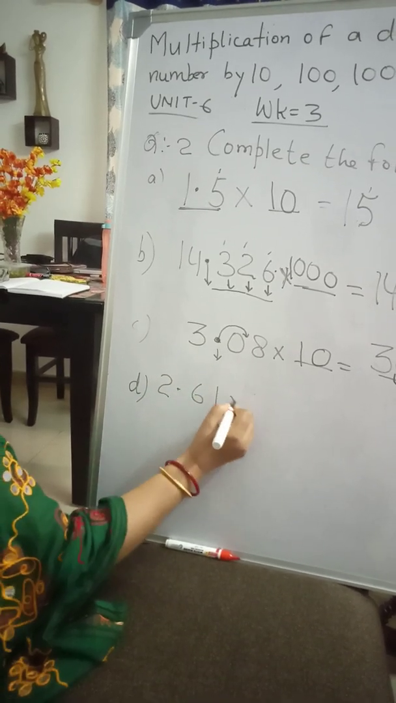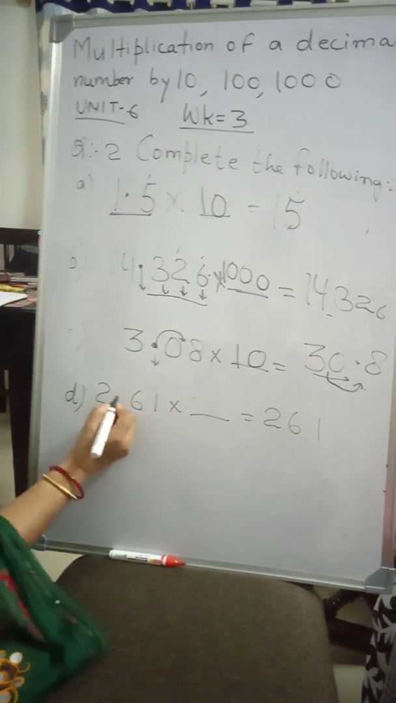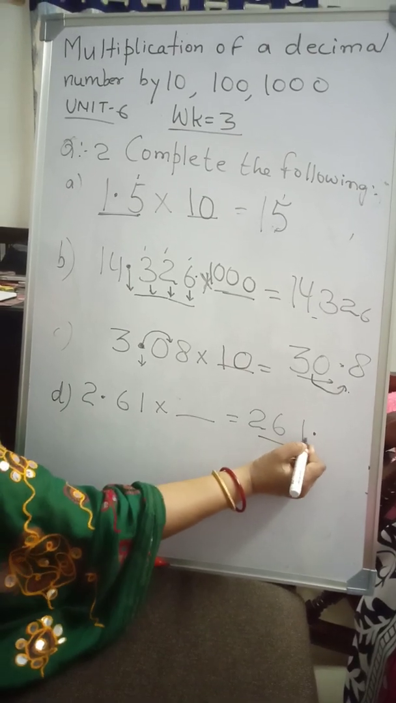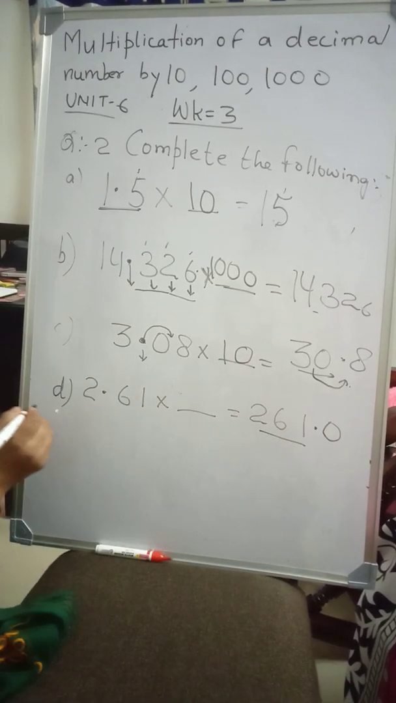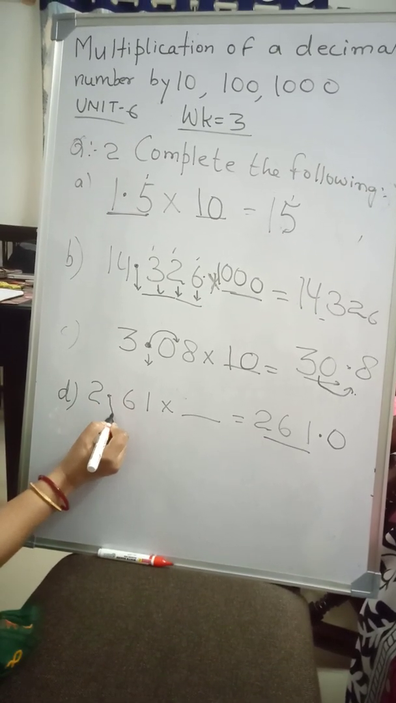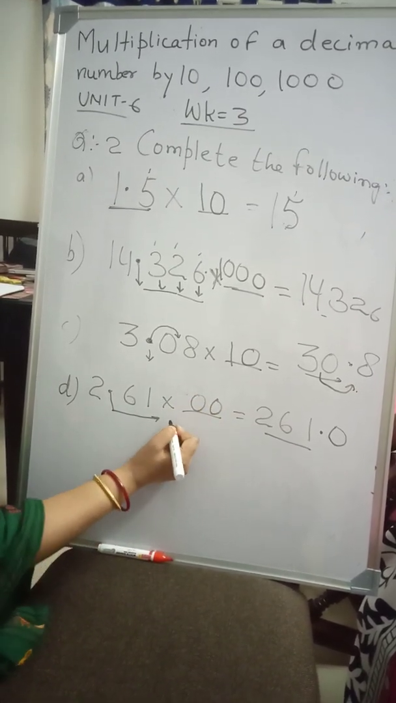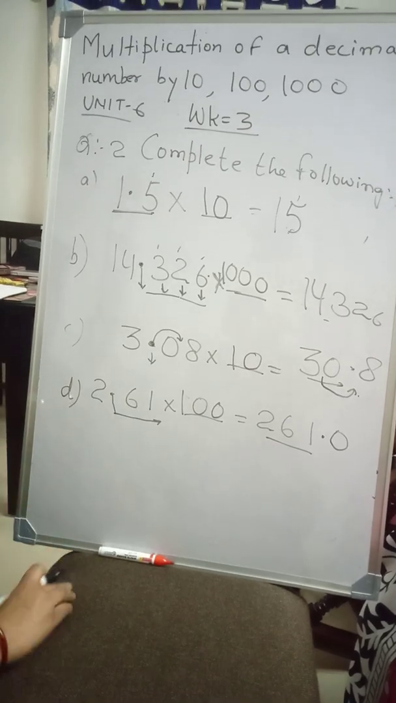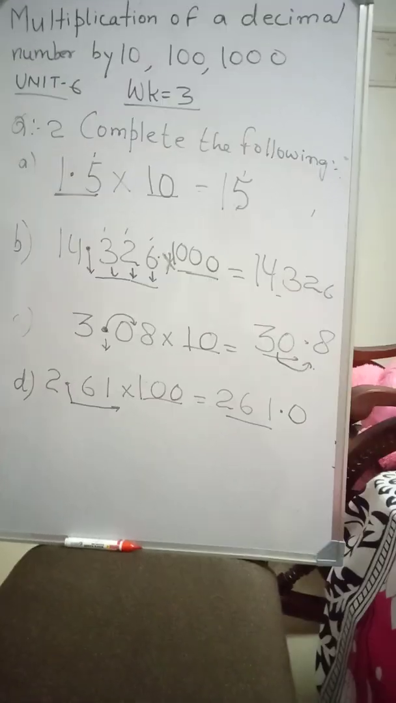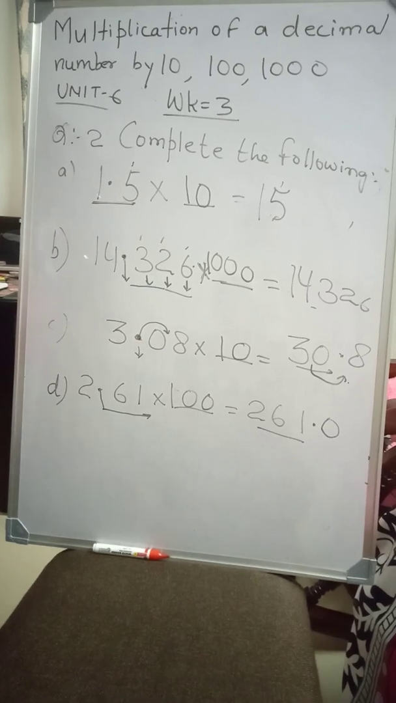2.61 multiplied by what is equal to 261. So here also you see that in the product 261, it means decimal is after 1. Okay, 261.0. So here it means the decimal point has shifted 2 decimal places. Okay, so it will have 2 zeros, and it is 100. So children, I think you are able to do this worksheet very nicely, right?